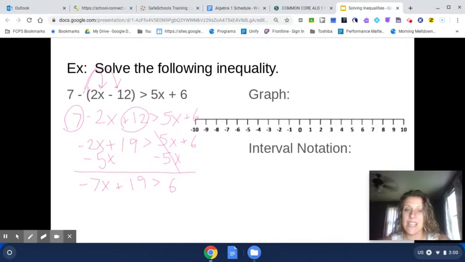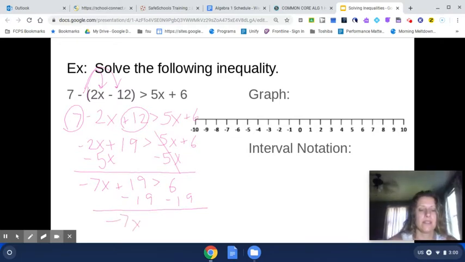The next thing I see is +19, so I'm going to subtract 19 from both sides. So here we would get -7x. 19 minus 19 is 0, so those cancel, is greater than, and then 6 minus 19 gives me -13. Last step, we're going to divide both sides by that -7 that's being multiplied by x. So I divided by a negative number, so I have to remember to flip that inequality sign.